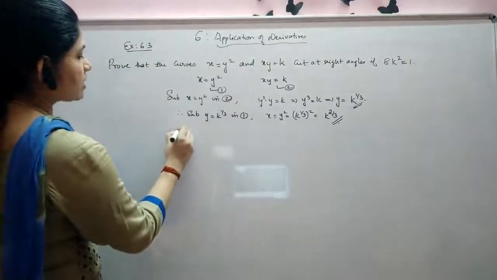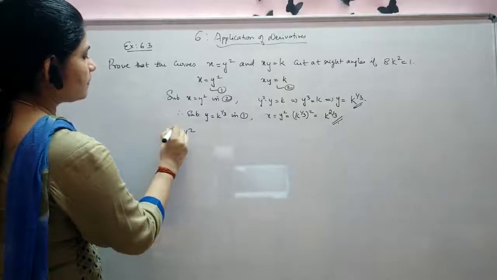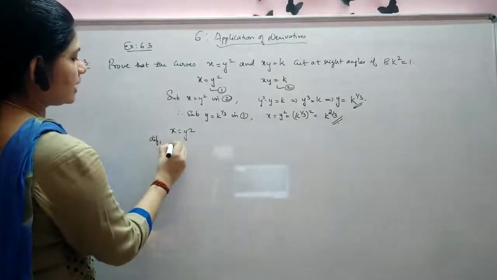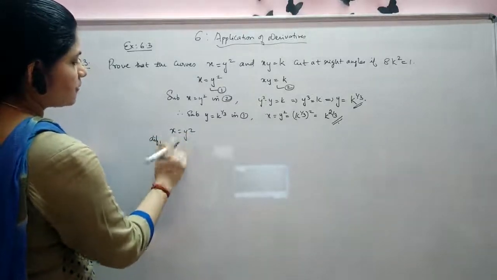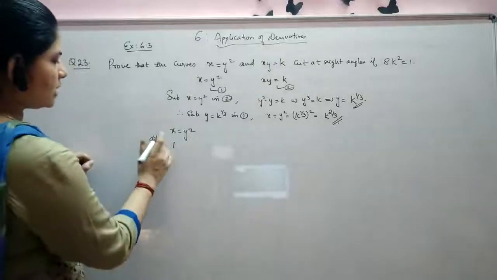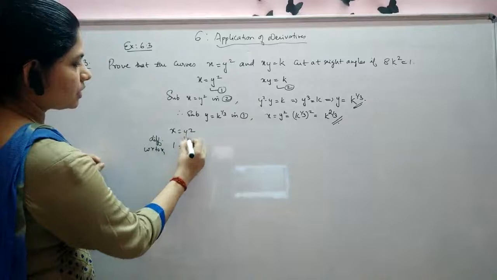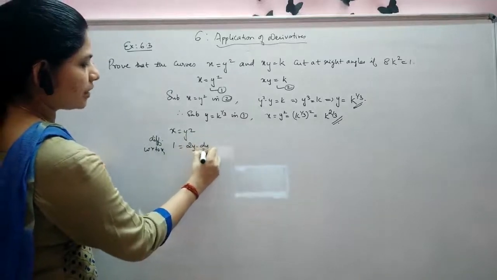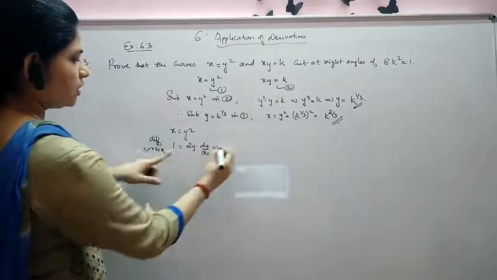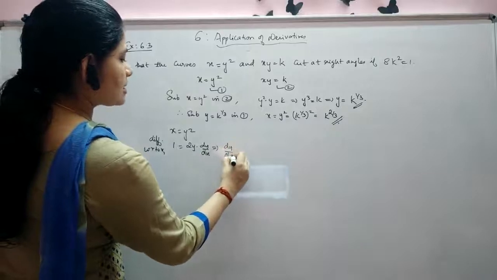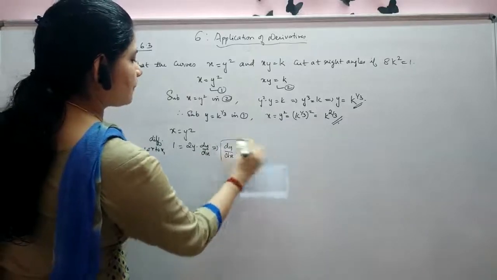Now for x equal to y square, differentiating with respect to x, this is 1. So 1 is equal to 2y into dy by dx, which will give you dy by dx is equal to 1 by 2y.